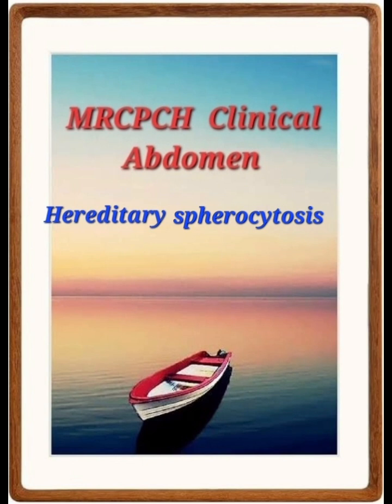Hereditary spherocytosis is an autosomal dominant condition and it is common in Caucasians and North Europeans. On general examination, what we find is the child appears well, average for age, with pallor and mild jaundice.